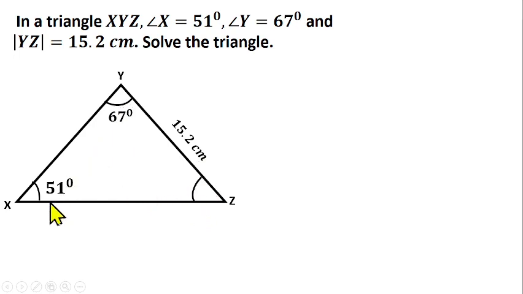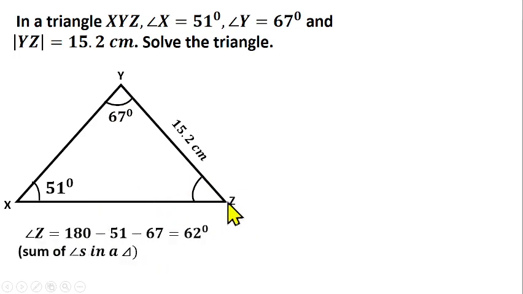We are given these two angles, so the sum of angles in a triangle should give us that angle. So angle Z is going to be 180 minus 51 degrees minus 67, which are these two angles given to us. That will give us 62 degrees. The reason: the sum of angles in a triangle is 180 degrees. So add these two together, remove it from 180, and that will give us this angle. So you have been able to get this third angle.